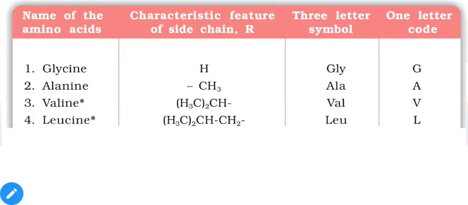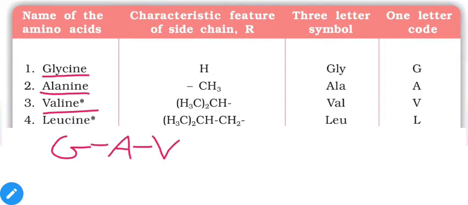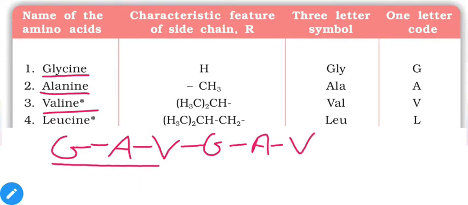Let's say our protein is made up of three different amino acids: glycine, alanine, and valine. So their initials are G, A and V respectively. Suppose in our protein the sequence is G, then we have A, and then we have V. So this sequence of amino acids will repeat in the entire structure of the polypeptide or protein. So the same type of sequence will be observed in the whole protein.